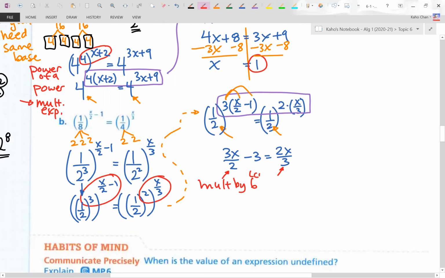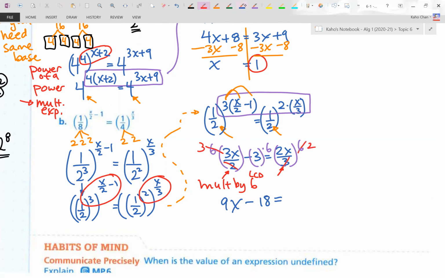I'm going to multiply everything by 6. That's the LCD, it's a cool trick. So this times 6, that times 6, and that last one times 6. That saves a lot of time. So 2 goes into 6 three times, which gives me 9x. Let me know if I need to pause, if I'm going too fast. 3 times 6 is 18. And over here, the 3 goes into 6 twice, and 2x times 2 is 4x.